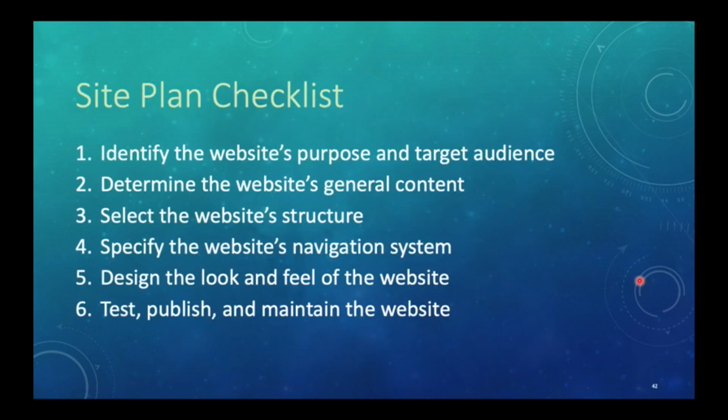And then here's your site plan checklist. So there are 6 steps that we underwent, and you want to just kind of go back and make sure everything has been really addressed to the fullest extent. So again, remember, identifying the website's purpose and the target audience, determining the general content comes next. Then you select the structure, how it's all going to be laid out. Then the navigation system. I mean, you can't decide on how the navigation system is going to work unless you know what pages you're going to have. And then you design the look and feel of the website, and then of course build it. And then finally do a test, then you publish it, and then do your maintenance.